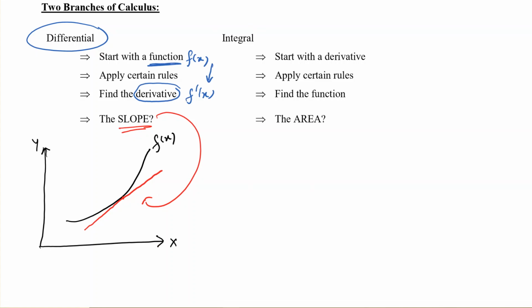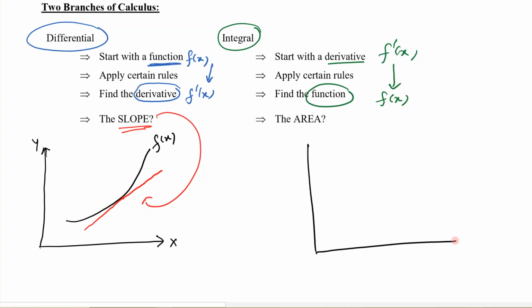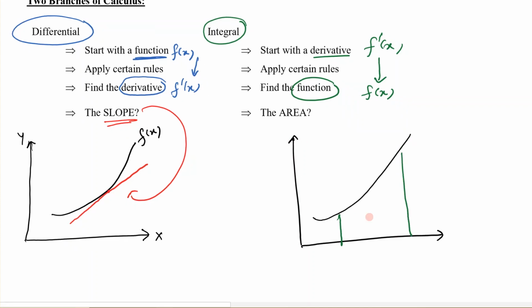Whereas in integral calculus you start with the derivative of a function, apply certain rules, and in the end you find the function. And geometrically, what does the integral mean? The integral gives you the area under a function. So derivative gives us slope, integral gives us area.